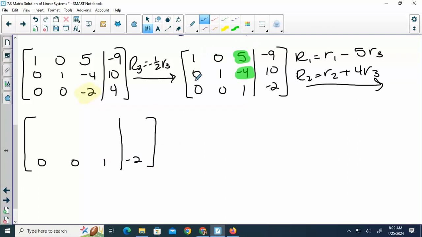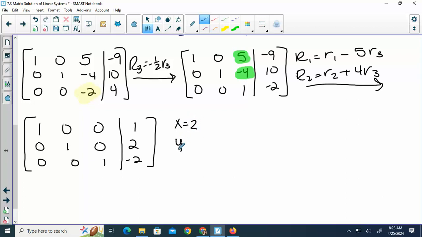So 1 minus 5 times 0 is still 1. 0 minus 5 times 0 is 0. 5 minus 5 times 1 is 0. -9 minus 5 times -2, so it'd be -9 plus 10, which is 1. 0 plus 0 is 0. 1 plus 0 is 1. -4 plus 4 is 0. 10 plus -8 is 2.